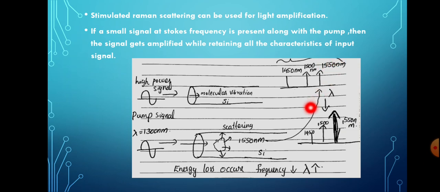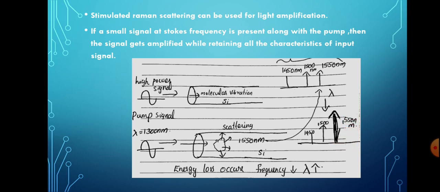So 1550 and 1550 will be there. So this will strengthen this component, this frequency shift, that is here this pump signal shifts the frequency. So this frequency shift will strengthen or amplify this signal originally present in the optical fiber. As a result, amplification occurs in this case.